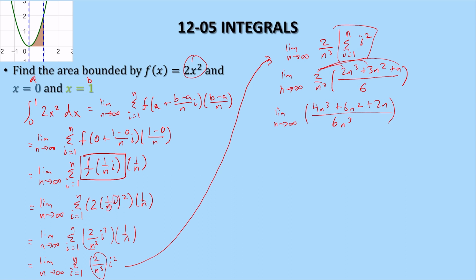And now we can take our limit. The degrees are the same, so it's the leading coefficients. So it's 4 over 6, or 2/3. So the shaded area in the little graph up here is 2/3 of a square.